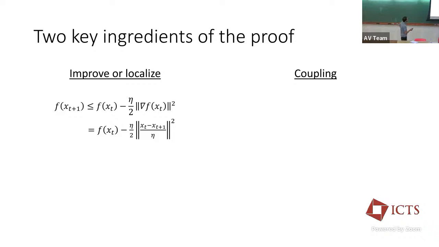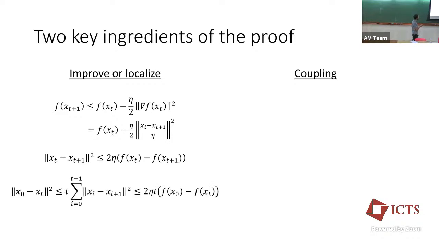Now we know that grad f of xt is nothing but (xt minus xt plus 1) over eta. This is because of the gradient descent update rule. So if we rearrange this quantity, what we get is that norm of xt minus xt plus 1 squared is less than or equal to 2 eta times (f of xt minus f of xt plus 1). What this is saying is the amount of distance moved in any given iteration is less than or equal to the amount of function value decrease that we have seen in that iteration.